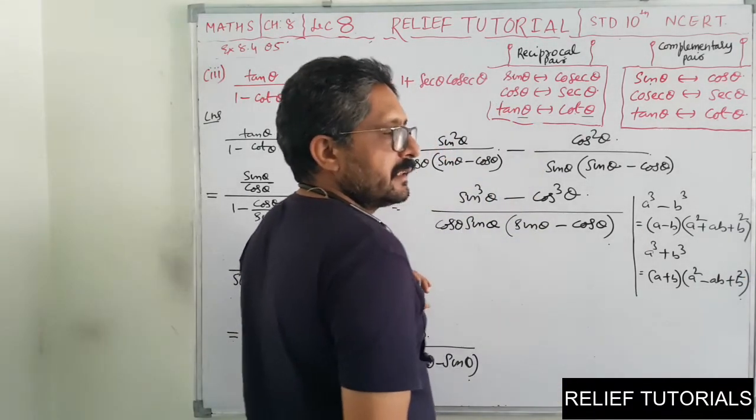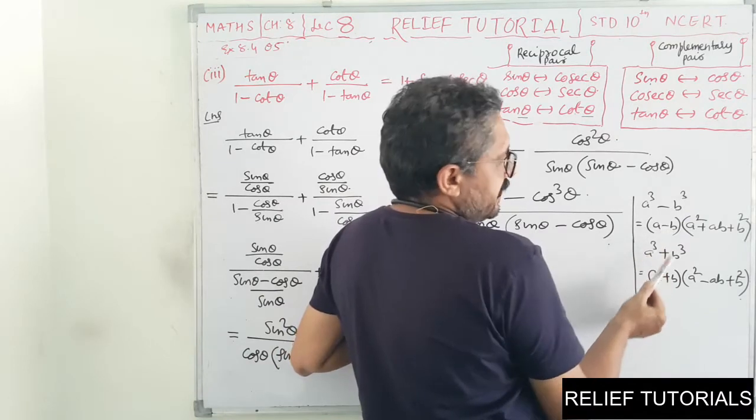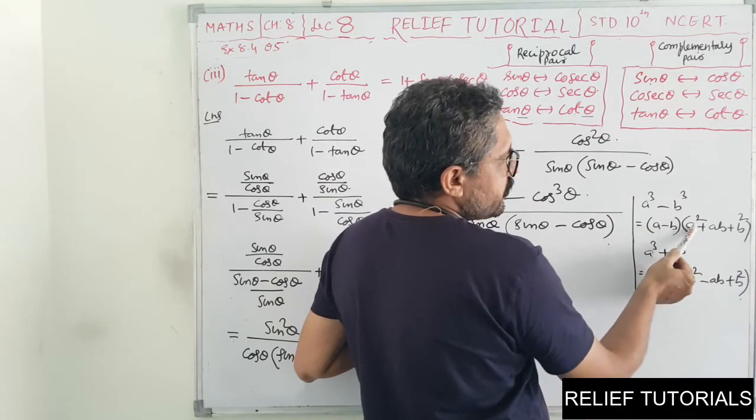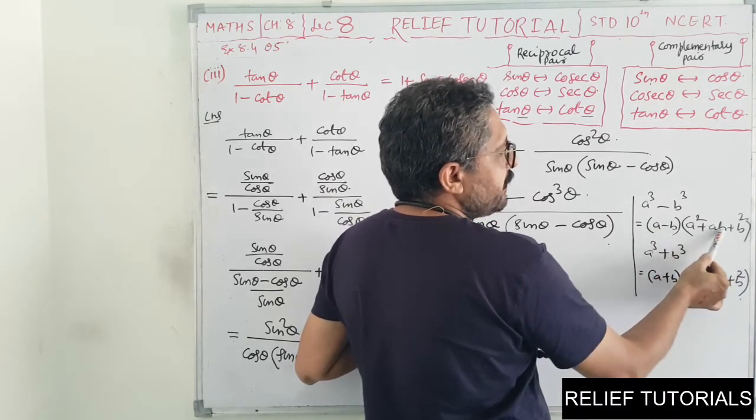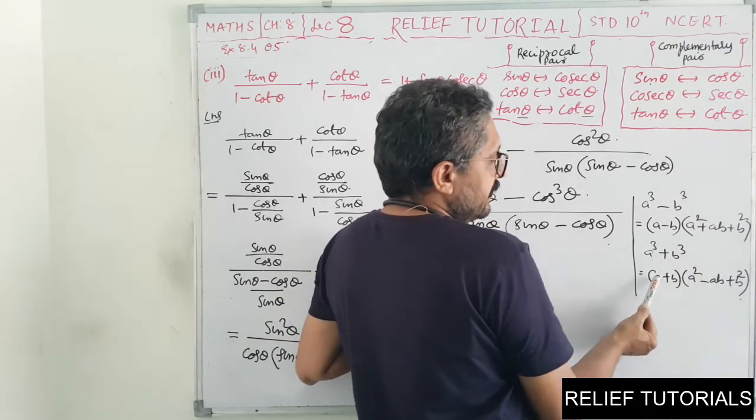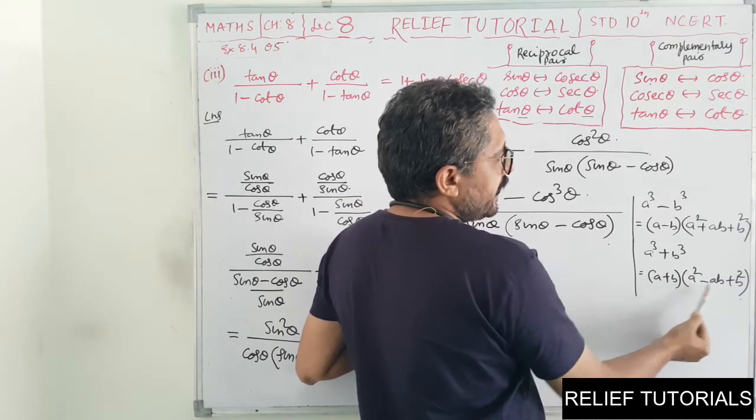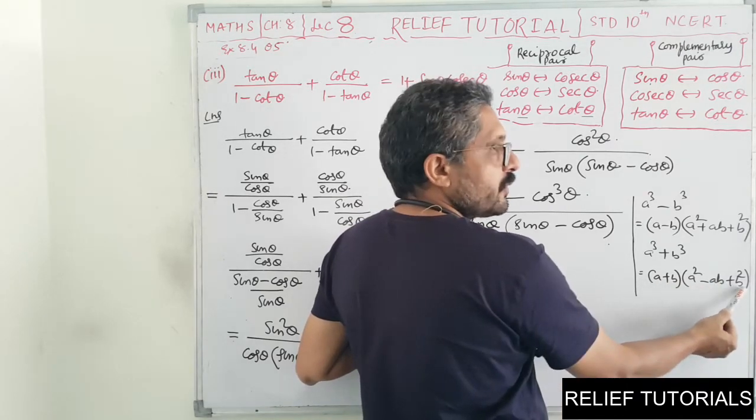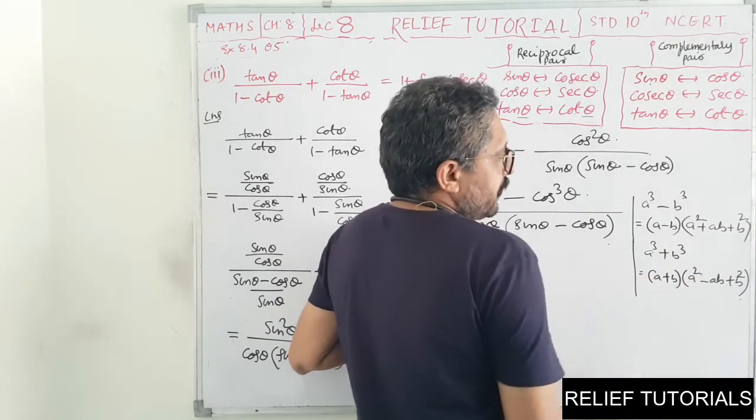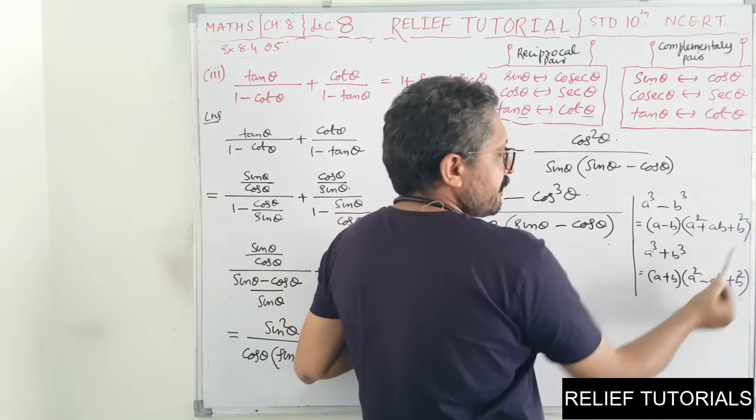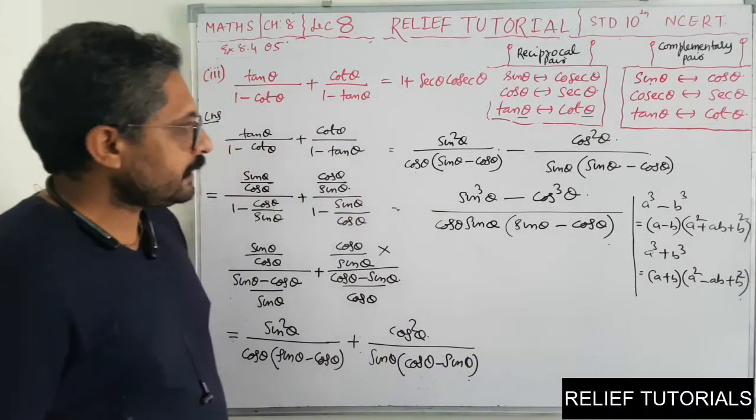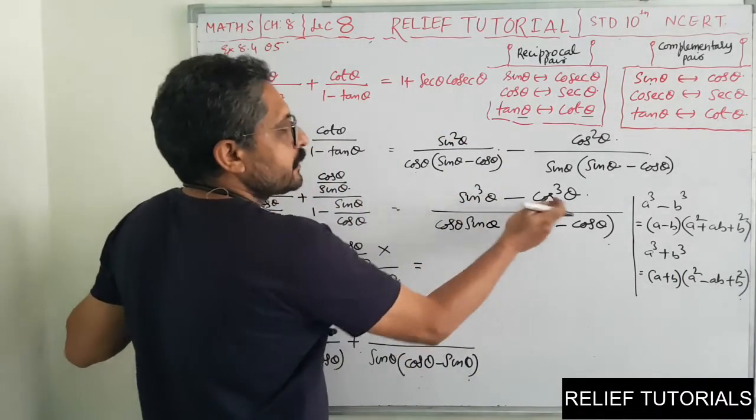Note this identity. A cube minus b cube, write a minus b. A cube plus b cube, write a plus b. In the second bracket you have to write square of a, that is a square, then product of these two, that is ab, then square of b, that is b square. Here also the same thing. And there will be only one minus sign in this whole formula. Here it is minus, so everything will be plus in the bracket. Here there is plus, so here there will be minus. So one negative sign, that's it. Clear?